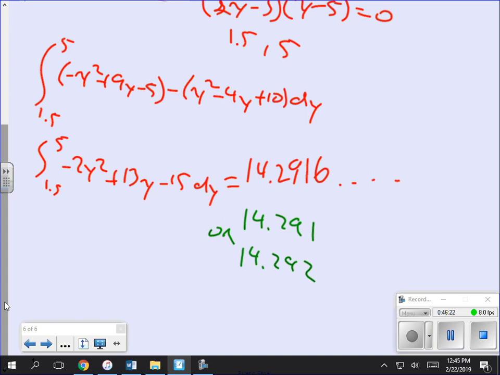Or if you use your wrong answer from A to solve part B, and you use it correctly in part B, but you still get the wrong answer because you used the wrong number, you're okay if you use it correctly. Okay.